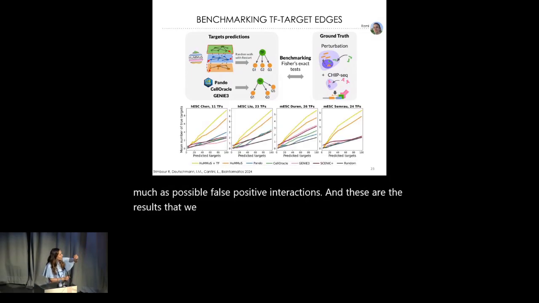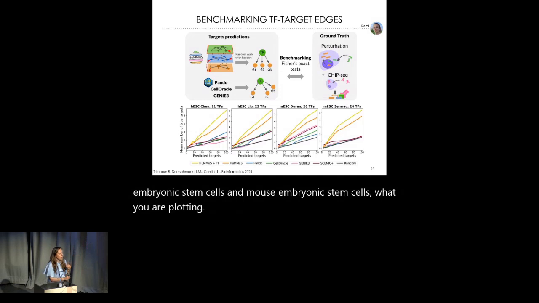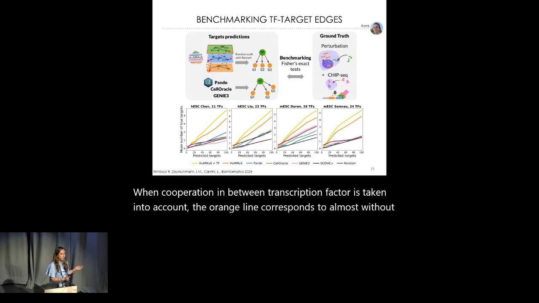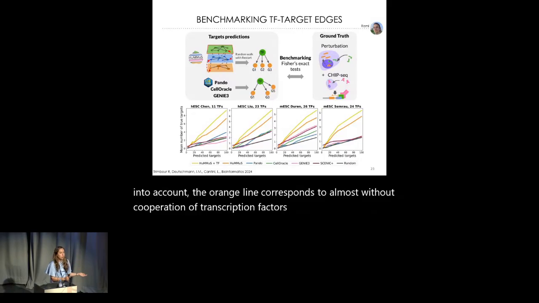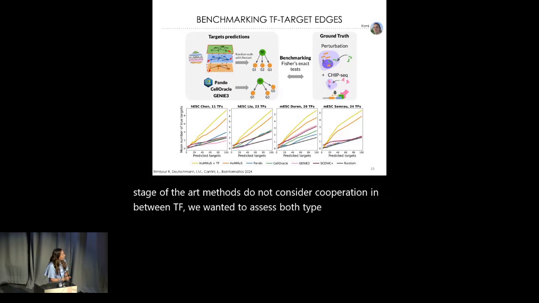It's 4 different data sets, human embryonic stem cells and mouse embryonic stem cells. What we are plotting on the y-axis is the average number of true targets of a transcription factor. The orange line corresponds to HuMMuS without cooperation of transcription factors, while the other shows when cooperation between the transcription factors is taken into account. Given that the other state-of-the-art methods do not consider cooperation between TFs, we wanted to test both types of results. And overall, we can see that we perform better than the state-of-the-art.